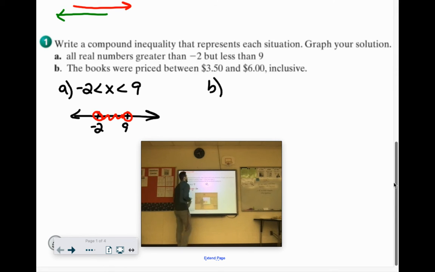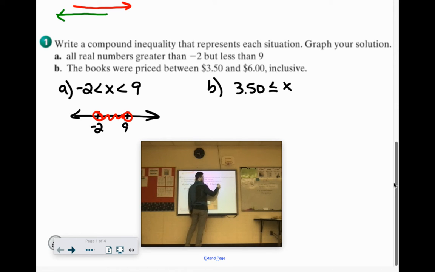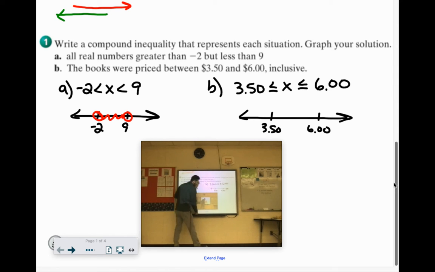Part B: the books were priced between $3.50 and $6, inclusive. That just means the "or equal to." So we have $3.50 is less than or equal to x, which is less than or equal to $6. The prices fall between and including $3.50 and $6. It includes those, so it has solid dots. And this is an "and" problem, so it would be everything between those two points as well.